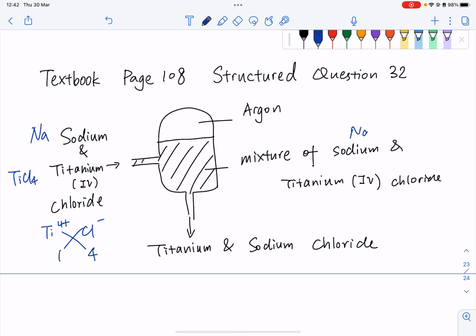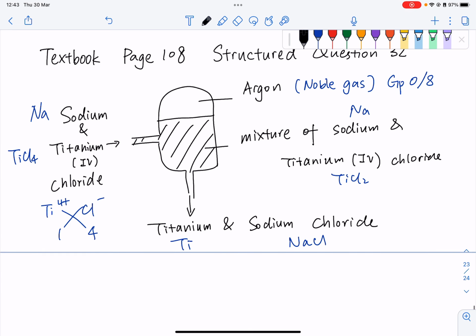Similarly, here is Na, Ti, Cl4. Argon is a noble gas, this one. If you can see it, this actually belongs to your group 0, or you can call it group 8. Titanium is Ti, and sodium chloride will be NaCl, right? So the first question is asking us to balance the equation. Let me copy the equation here.